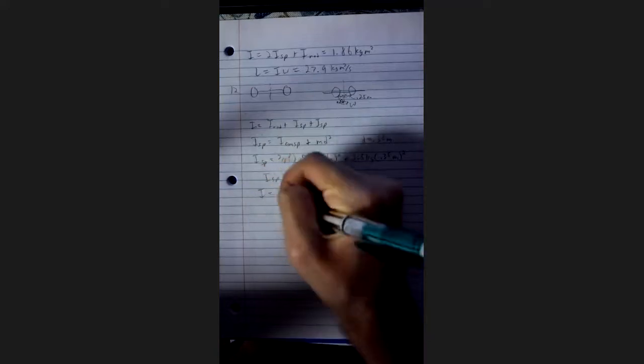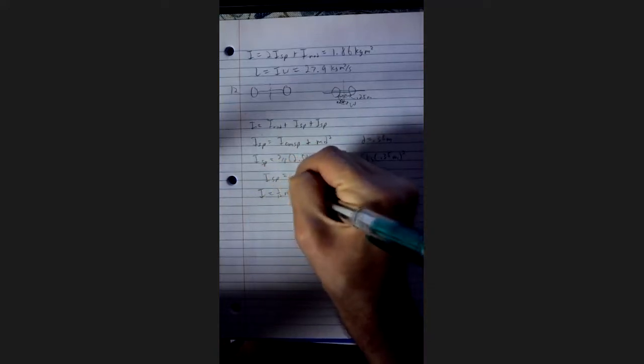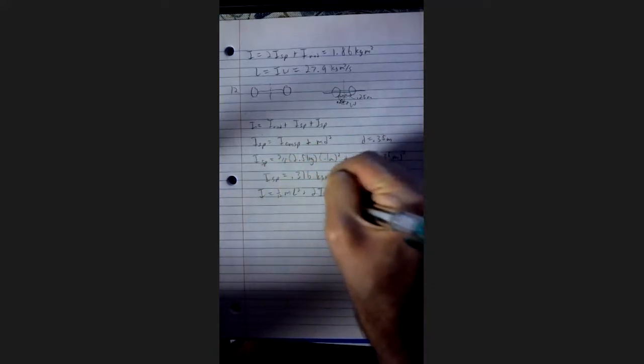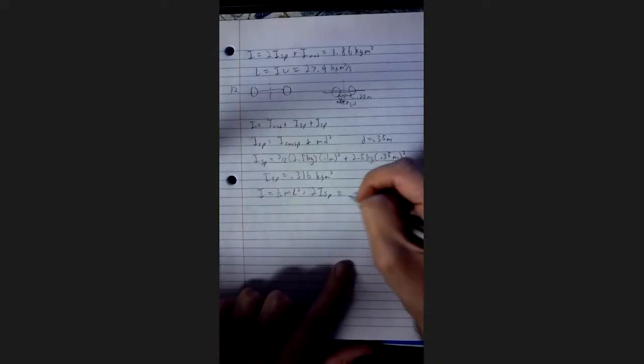So our total moment of inertia is the moment of inertia of our rod plus twice the moment of inertia of our sphere, because we have two spheres. So this is what? Our total moment of inertia is 0.673 kilogram meters squared.